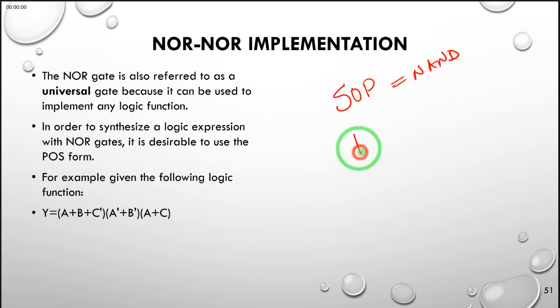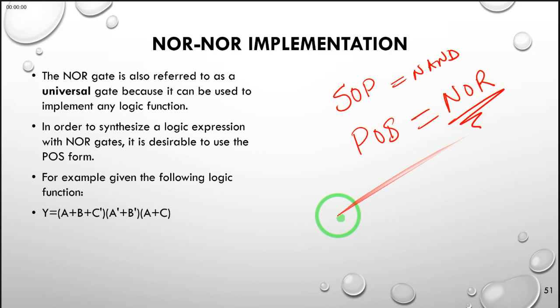But with the NOR implementation, it is desirable to express our Boolean expression using the POS form so that we can use the NOR gate as a universal gate to implement our expression. For example, we have this example that says we will have our expression y given by (a or b or c bar) dot (a bar or b bar) dot (a or c).